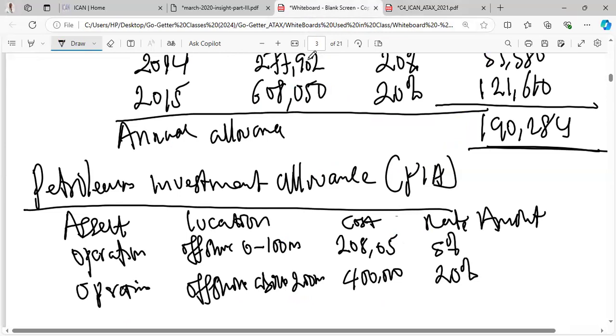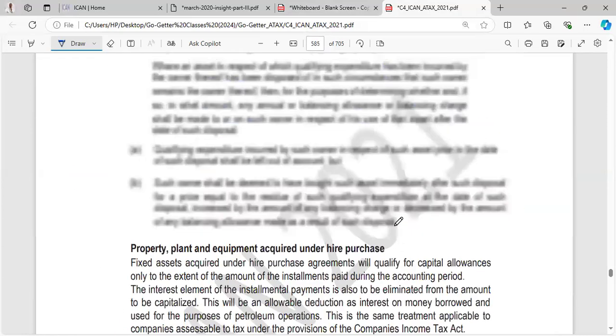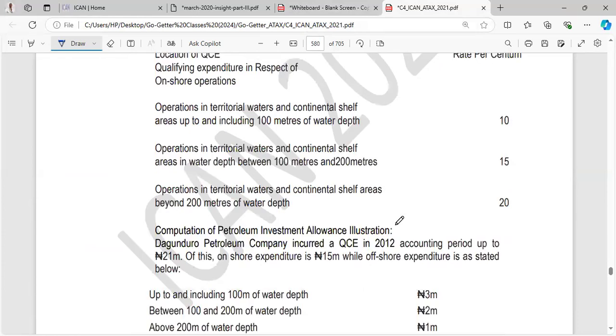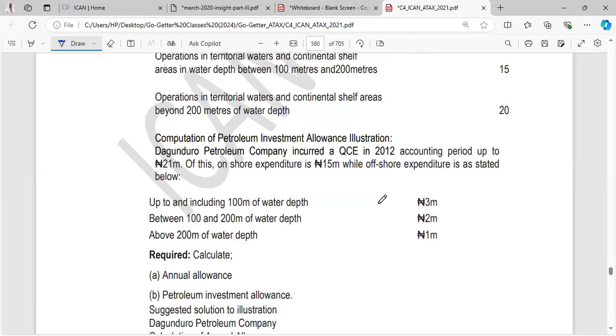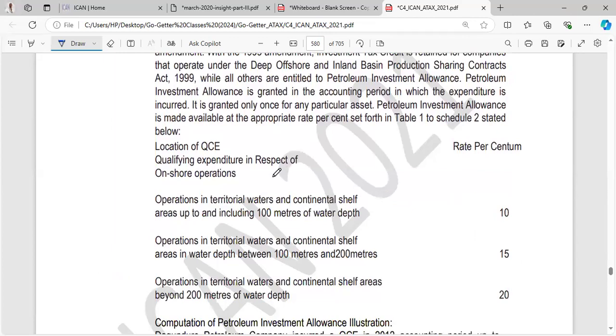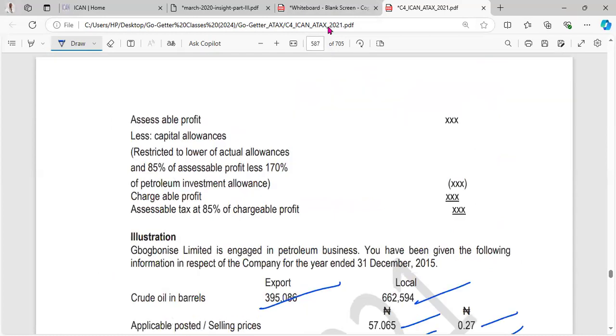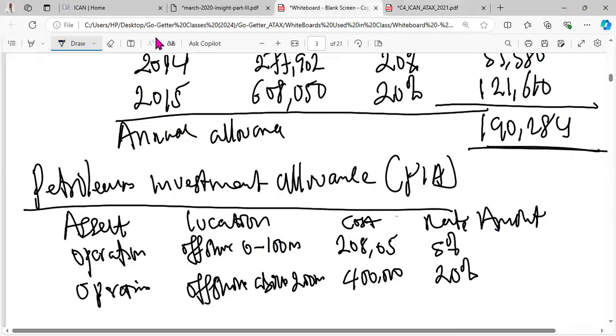Operations. So let's check back if we are correct in our offshore. This page 587. Okay, 10%. Onshore land is 5%. The first one is 10, 15, 20, so it's 10%, not 5%. These are not going to be given to you, so you need to know them.